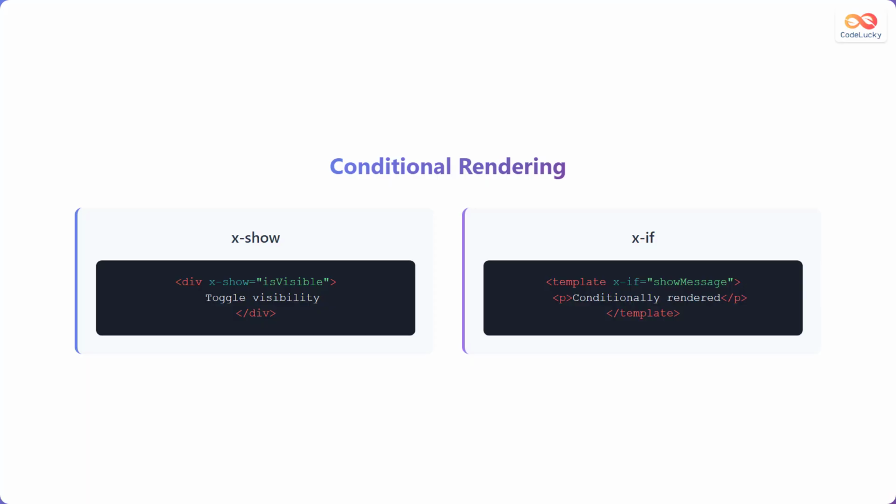Alpine.js provides 2 main approaches for conditional rendering. The x-show directive toggles element visibility by changing the CSS display property. The element remains in the DOM, but is hidden when the condition is false. In contrast, x-if completely removes or adds elements to the DOM based on the condition. x-if must be used on template tags and actually creates or destroys DOM nodes, making it more efficient for elements that are rarely shown.